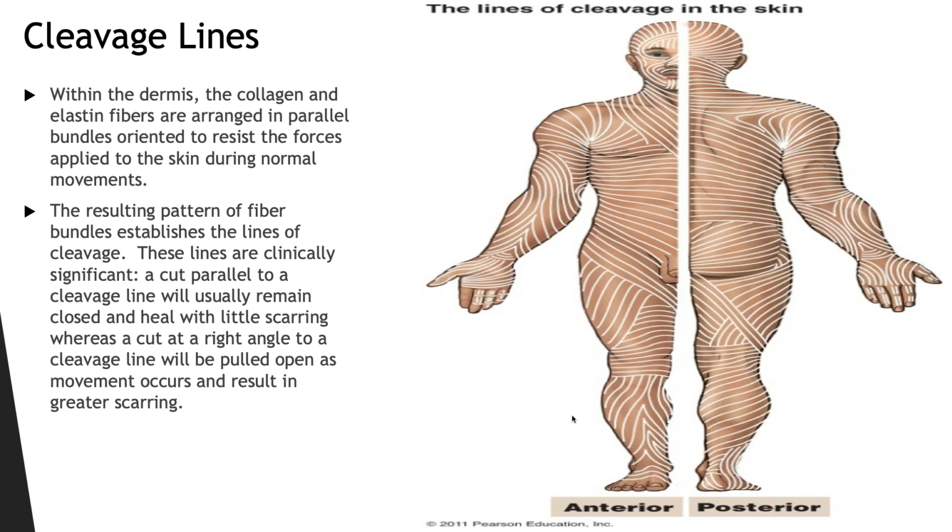As we get into a little bit more of the specifics within these layers, we start to see things that are called cleavage lines. Within the dermis, the collagen and elastin fibers are arranged in parallel bundles and oriented to resist forces that are applied to the skin during normal movements. As a result, the fiber bundles establish lines of cleavage, and these lines are clinically significant. A cut parallel to a cleavage line will usually remain closed and heal with little scarring, whereas a cut at a right angle to a cleavage line will be pulled open as movement occurs. So in order to reduce scarring, you cut along these cleavage lines, which is something that you'll learn if you go into surgery.